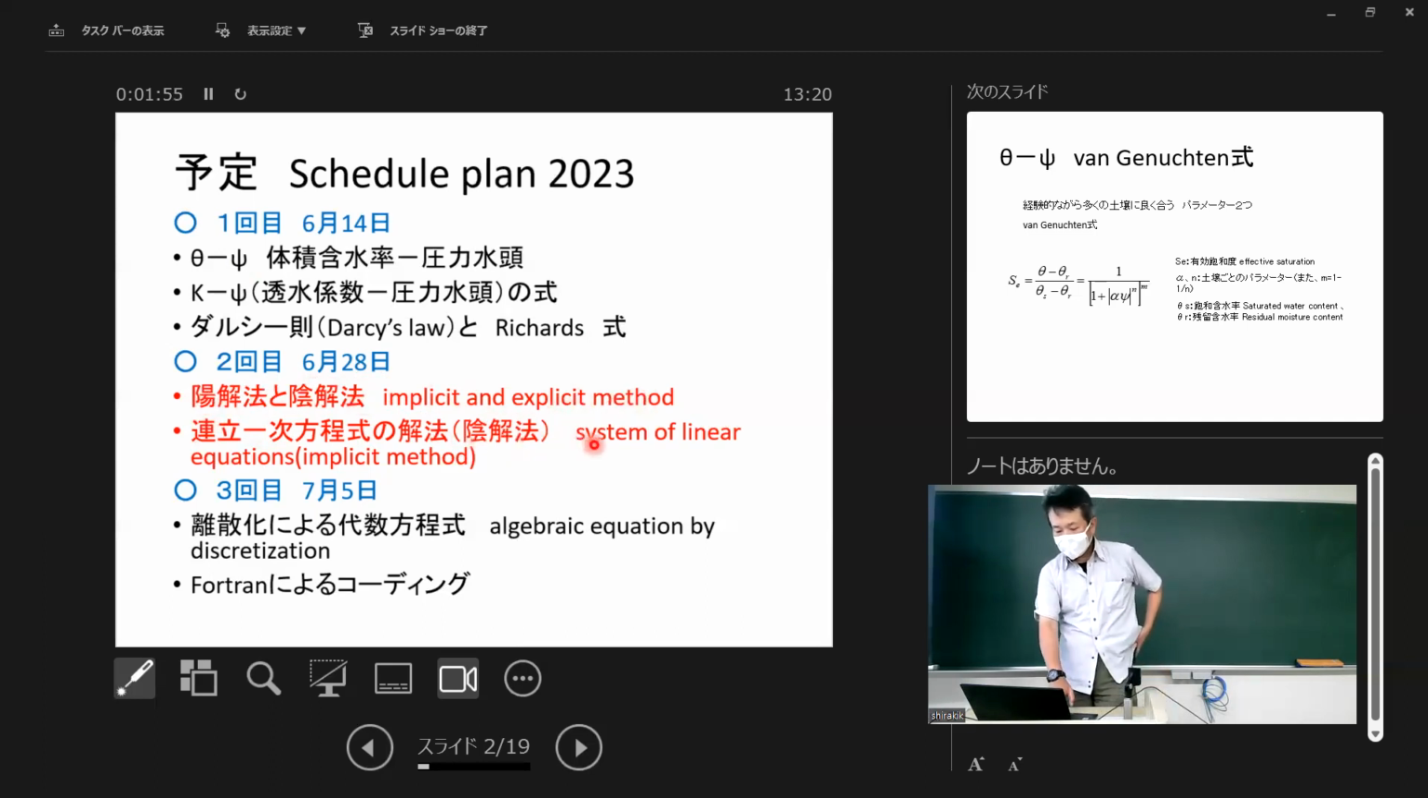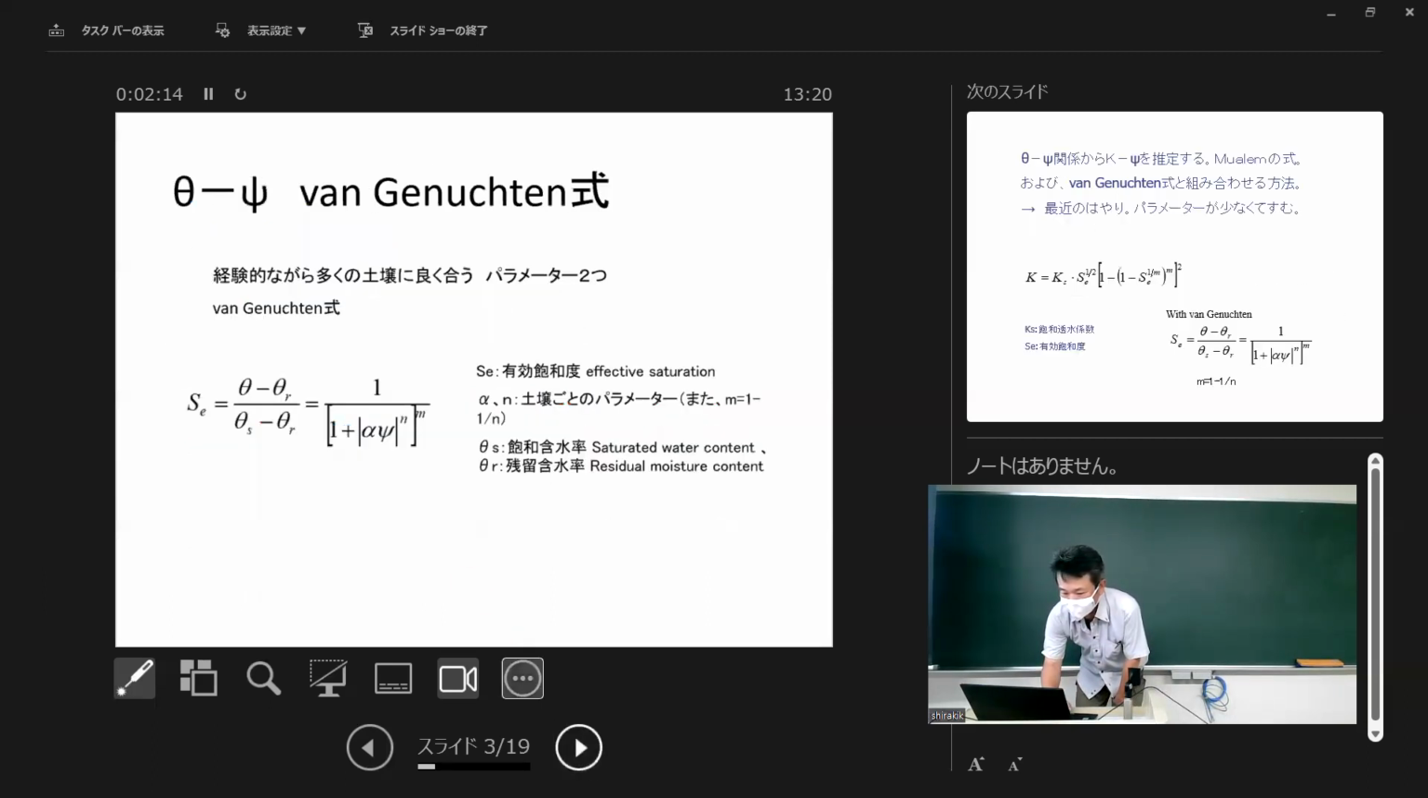And in the implicit method, we have to solve the linear equation, a matrix of the linear equation that is called a system of linear equations. So we will learn this. First of all, we'd like to review the previous time, the last one.